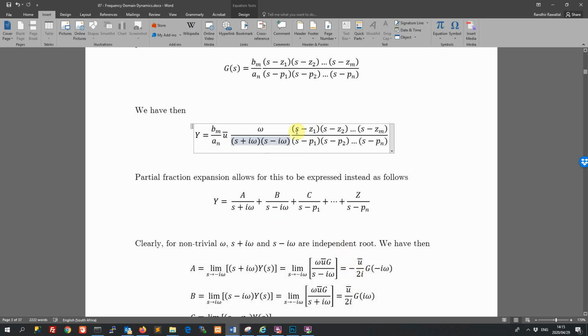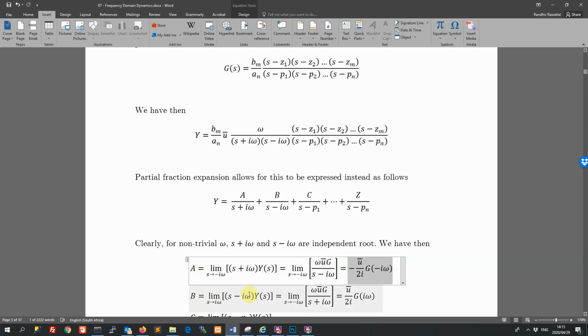And then all this other stuff is going to be the same as g, right? Remember, this is g, and we are applying s equals minus I omega. So it's g of minus I omega. So that's how we get our coefficient for A.